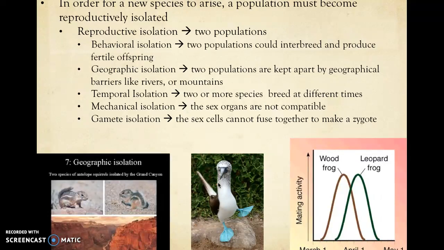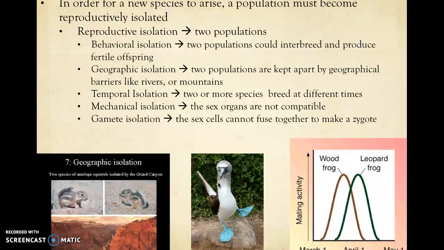And I'm realizing now as I'm looking at this, I didn't highlight these words. So reproductive isolation, behavioral, geographic, temporal, mechanical, and gamete all need to be highlighted on your notes. I apologize. So for a population to be reproductively isolated, that means that they can't interbreed.